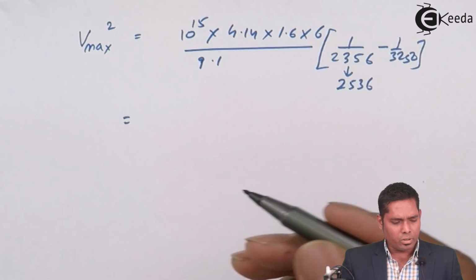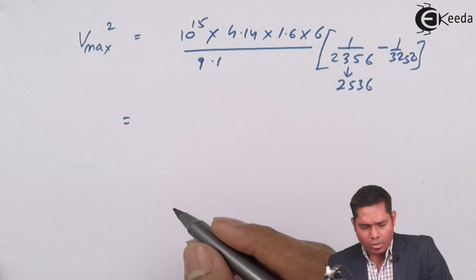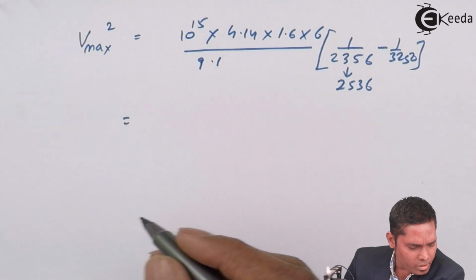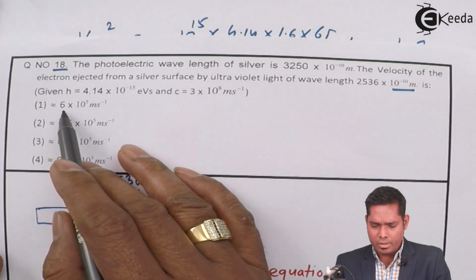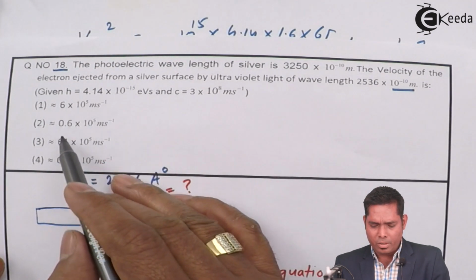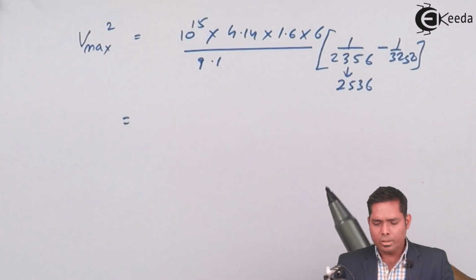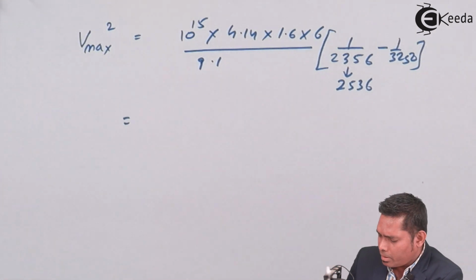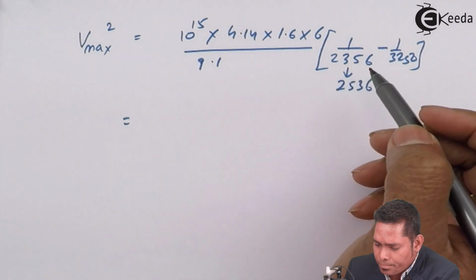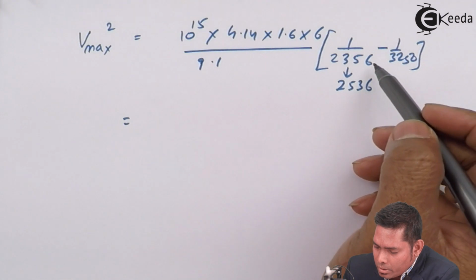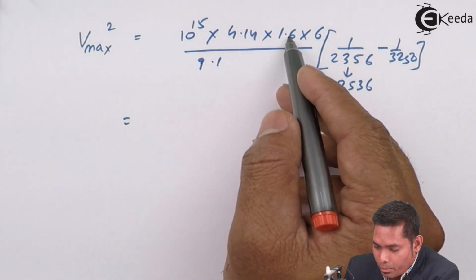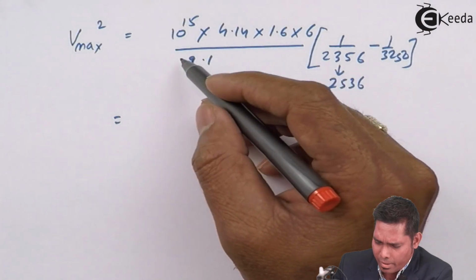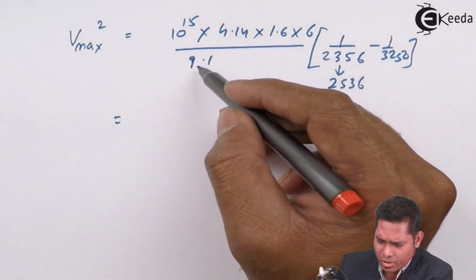I will go with approximate values. The order is important, in the answers. You can see 6 point something or 3 point something like that. So let me just try whether I'm getting the answer or not. This difference I'll take first, and this is 1.6.